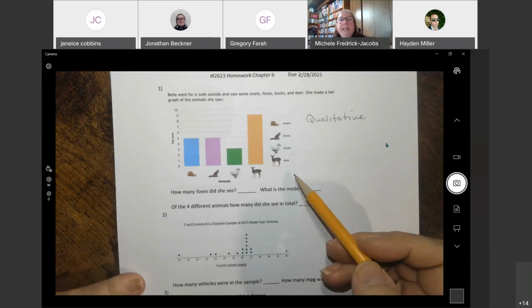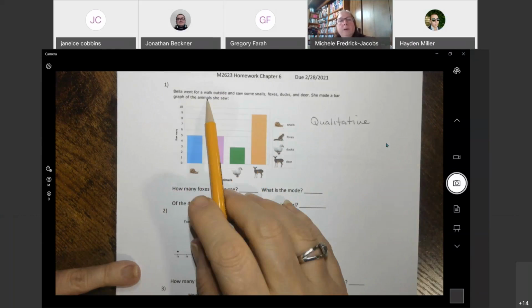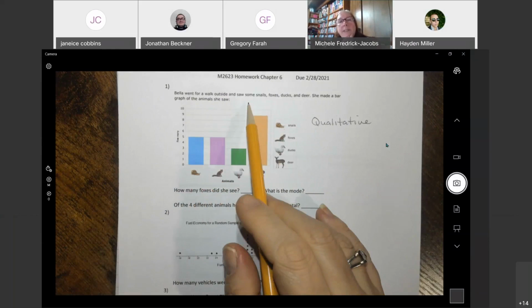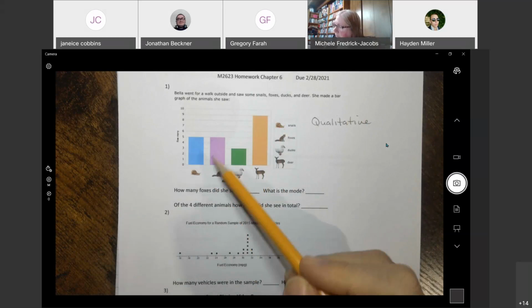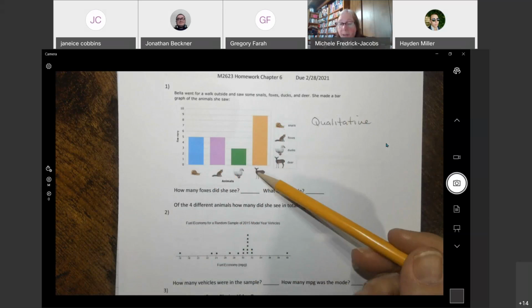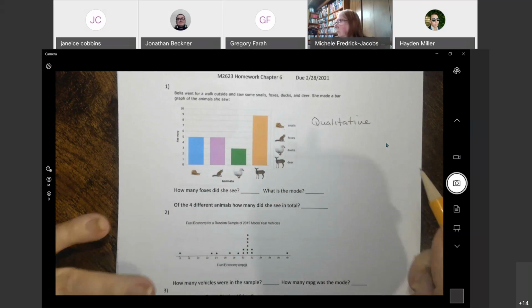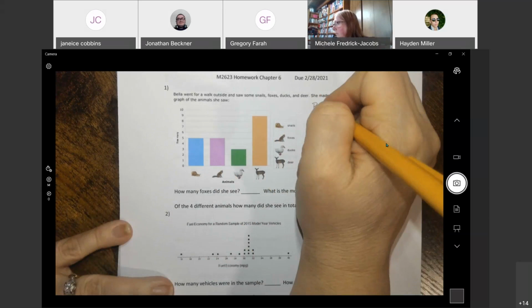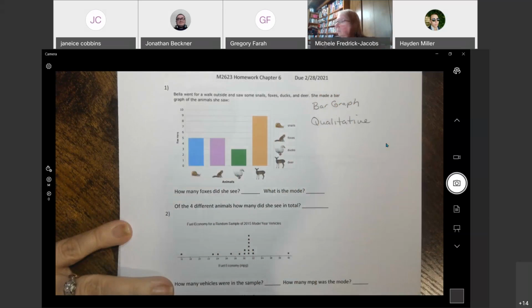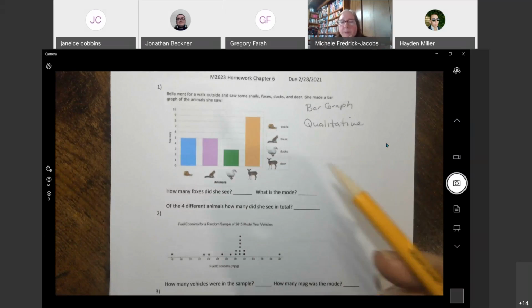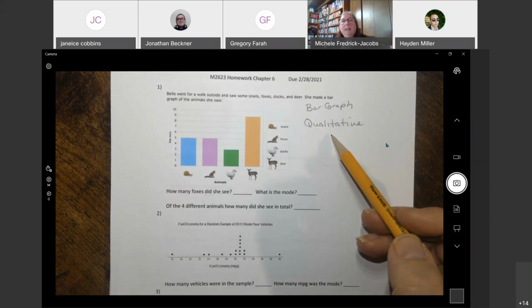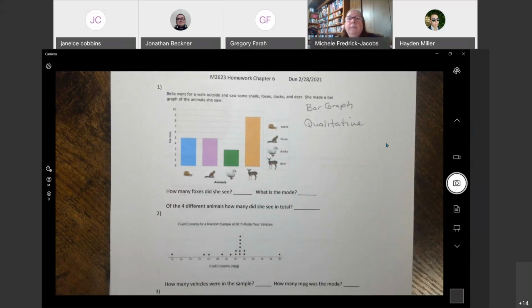Okay, so the first set of data: Bella went on a walk outside and saw some snails, fox, deer, and ducks. And she made a chart. This would be a bar graph of her data. And we said right before we realized I couldn't hear anyone that the data was qualitative because it is non-numerical, which makes it qualitative.